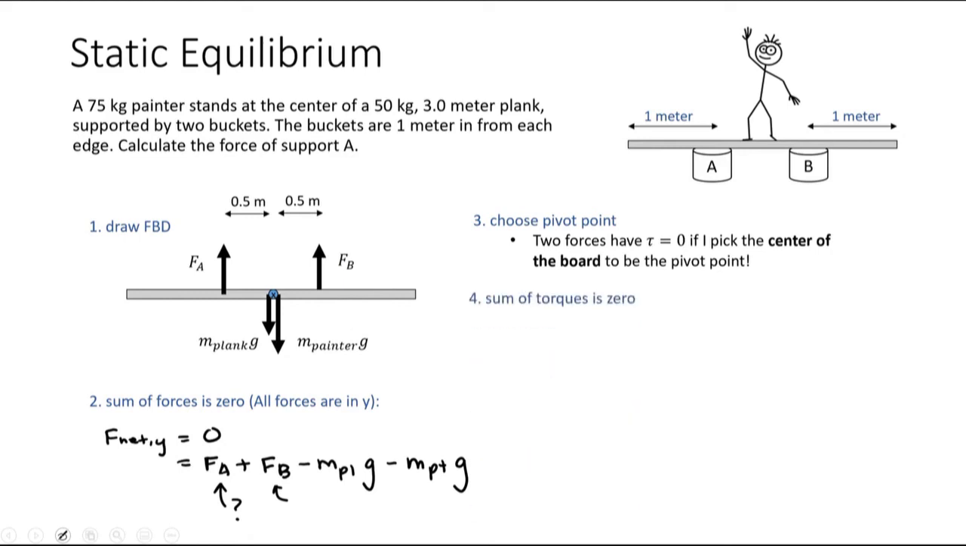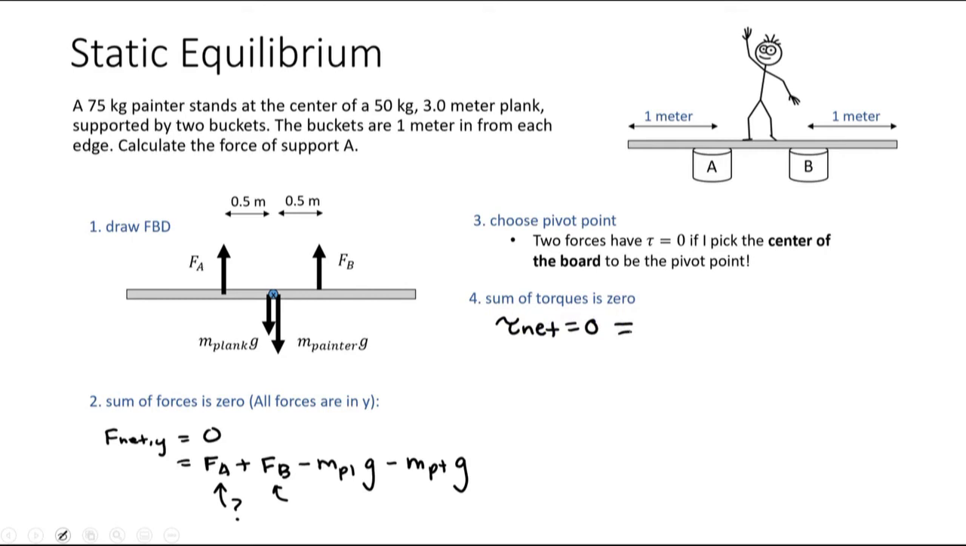Okay, so now we're ready to think about the sum of the torques acting on the object. So the object is the plank here, and we know that the sum of the torques is going to equal 0. So let's go ahead and write out the sum of the torques from each of the forces acting on our plank. So we know that tau net is equal to 0, and it's also equal to the sum of all the torques acting on our plank.